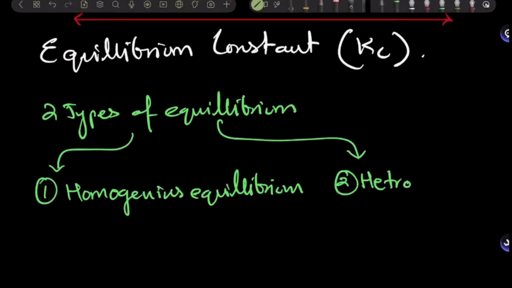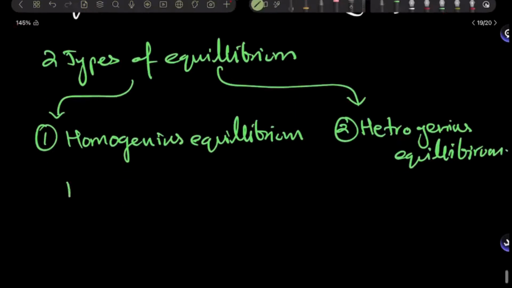What does homo mean? Homo means same. And what does hetero mean? It means different. Now, what is the thing that is different between both of them? That's the state or phase of our reactants and products. All right. So in homogeneous equilibrium, for example, A plus B goes into C plus D. This reaction is at dynamic equilibrium.